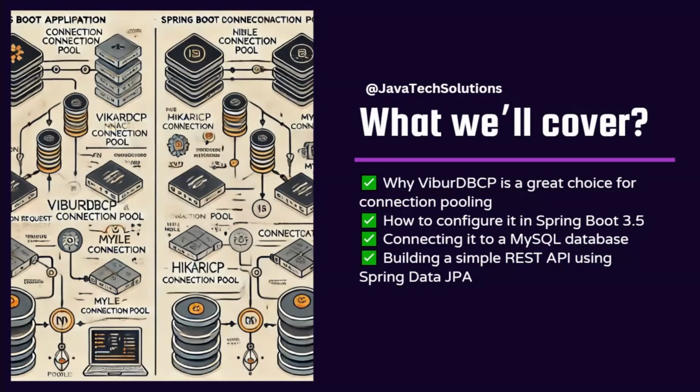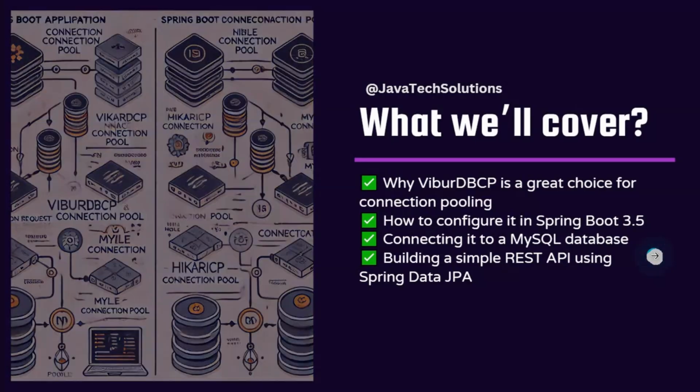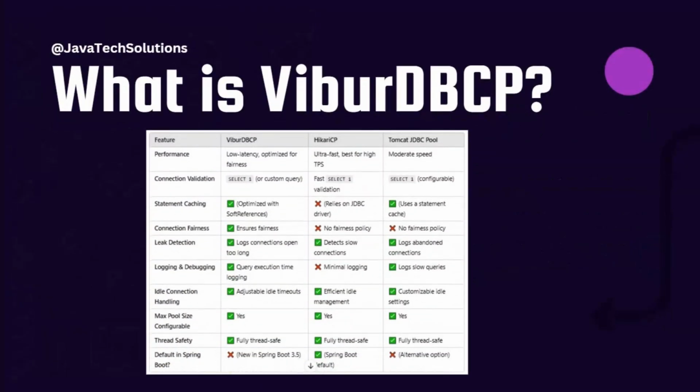Then connecting to a MySQL database. With that, we are also going to build a simple REST API using Spring Data JPA, so that we can understand how ViburDBCP works with Spring Boot 3.5 applications. By the end of this tutorial, you will have a fully working Spring Boot application using ViburDBCP. Let's go forward and understand what ViburDBCP is.